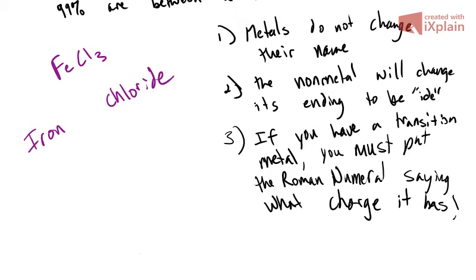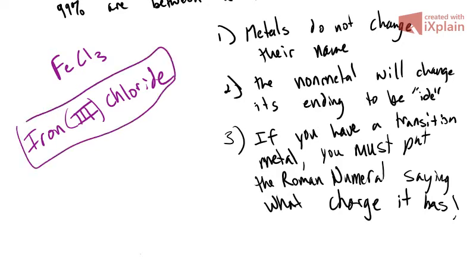Now, I can tell iron's charge, I can tell whatever Roman numeral I need to put in by the number of our elements here. Okay, so if I have iron here, and it takes 3 chlorines, that means that there are 3 negative charges, which means iron has to be a +3 charge. So I'm going to put the Roman numeral 3 there, and our name is going to be iron 3 chloride.